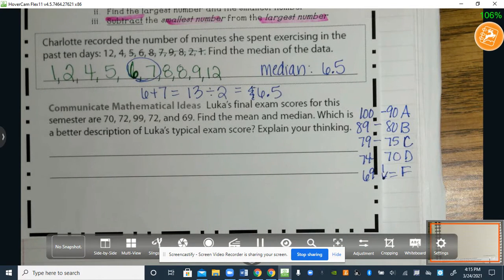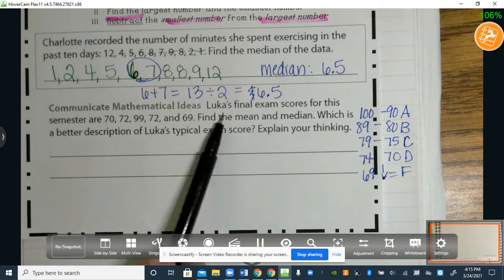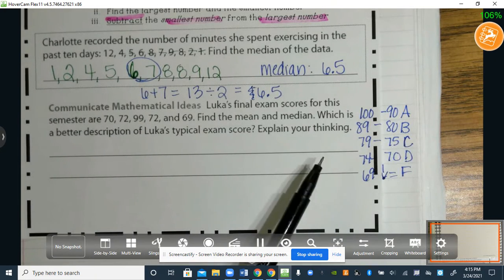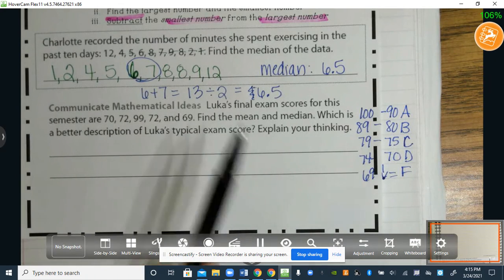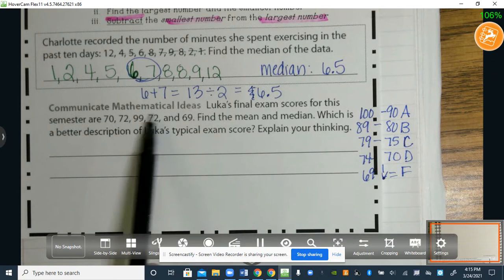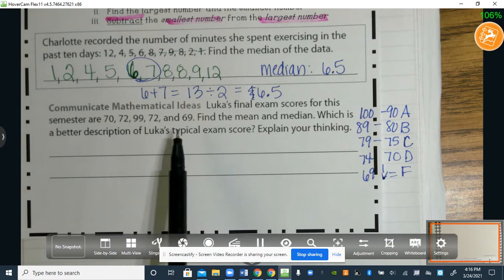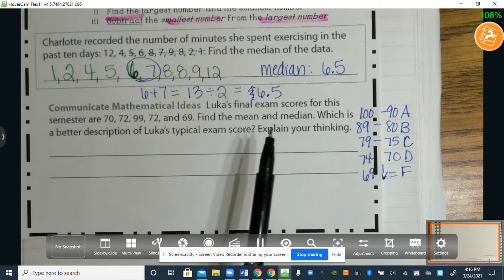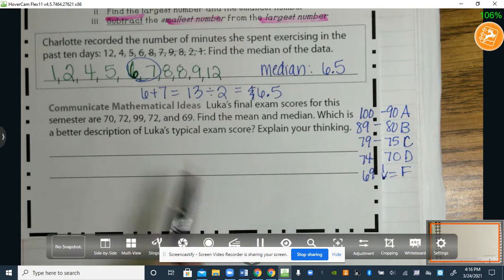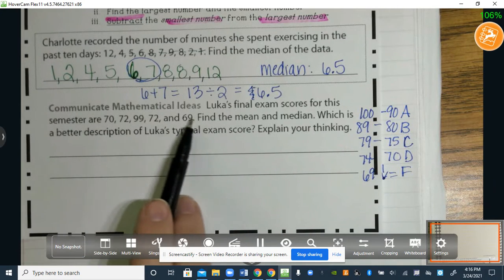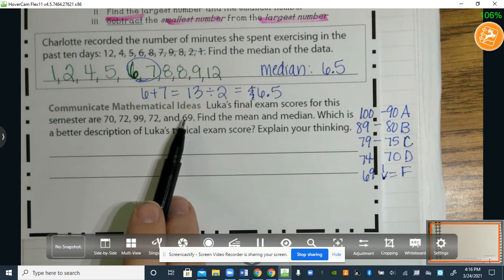Okay, so I want you to think of the letter grades in comparison to finding the median and the mean. So we have our test grades that he has, and we need to find the median and the mean and which is a better description of it. So first thing I want to do is put them in an order because they're not in an order anywhere. So let's put these in a nice order from least to greatest.